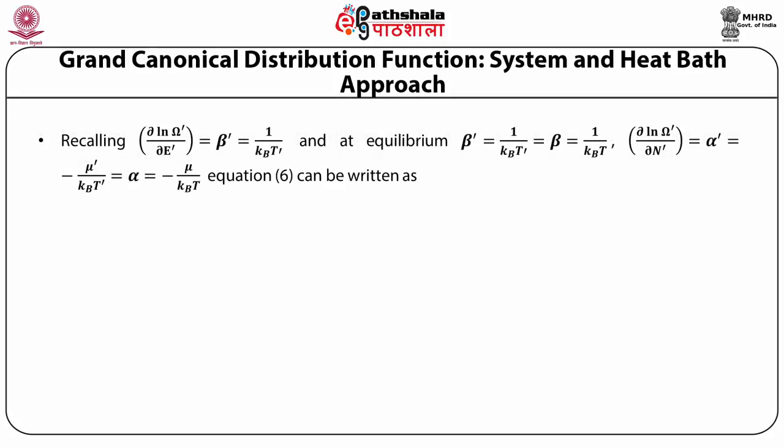Recalling, the partial derivative of log of Ω′ with respect to E′ is equal to β′ = 1 upon kBT′, and at equilibrium β′ = β = 1 upon kBT, and the partial derivative of log of Ω′ with respect to N′ is equal to α′ = −μ′ divided by kBT′, which at equilibrium is α = −μ upon kBT.